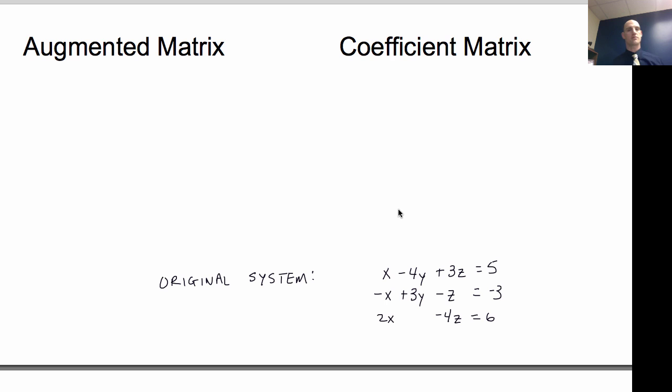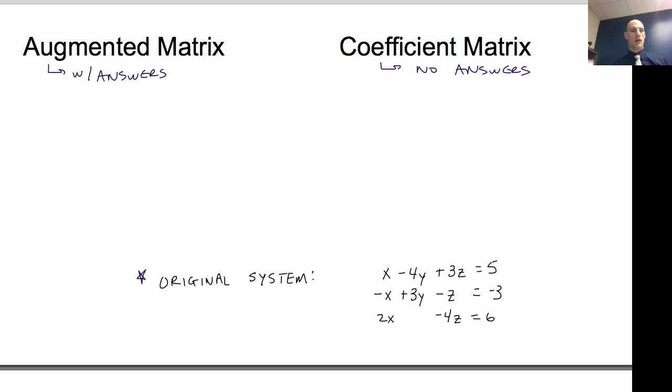An augmented matrix and a coefficient matrix have a lot in common. I'm starting with this original system down here, my system of equations in x, y, and z. As I'm writing the coefficient matrix or the augmented matrix, I'm keeping in mind the coefficients of the variables. The augmented matrix is with answers, and you'll see what that means in just a minute. And this one is no answers. So the augmented matrix takes into account everything.